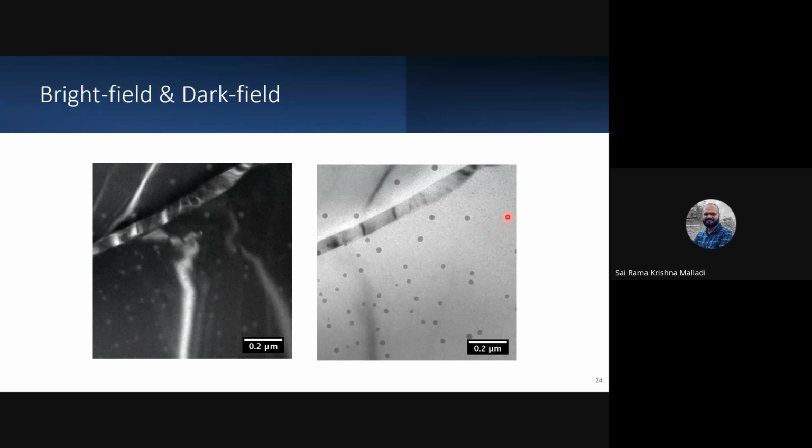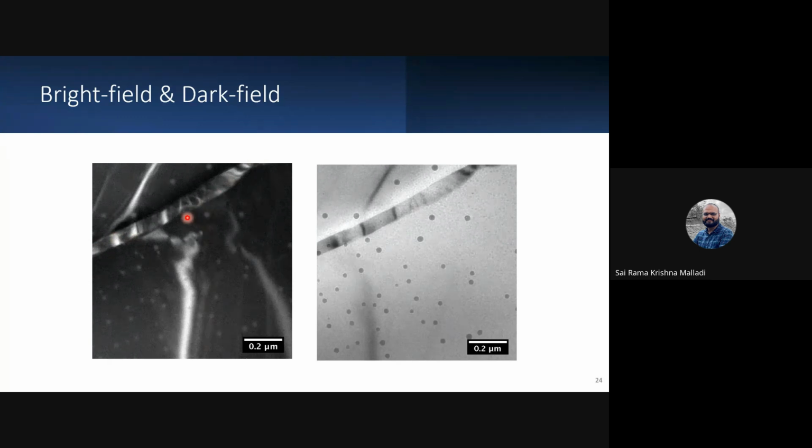Whereas when I'm recording the image by illuminating the entire specimen with a parallel broad beam, the background is all bright and the features start appearing darker here. If this particular concept is not very clear, we'll have a little discussion on it towards the end of my lecture. But the same sample, when viewed in bright field mode and dark field mode, appears like this. The same feature, which is appearing darker here, starts appearing brighter in this particular mode of imaging.